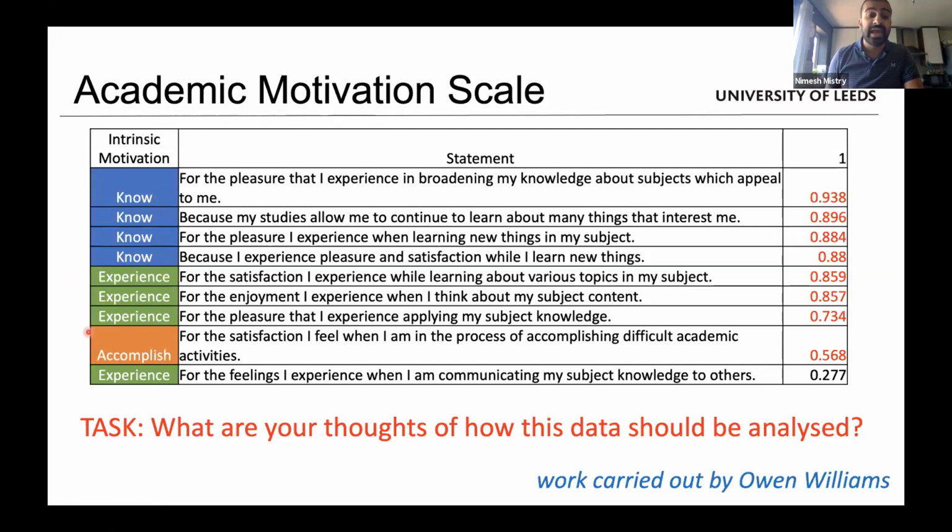Do you think it's okay to report the 3 accomplish items that came under their own factor together, or do you think we need to incorporate this particular accomplish item as well? And finally, as another discussion point, do you think this final experience item at the end can be included with the other experience items, or should it be considered separately as well?